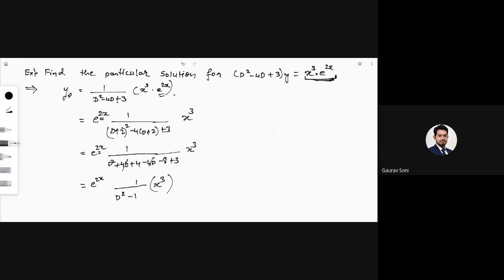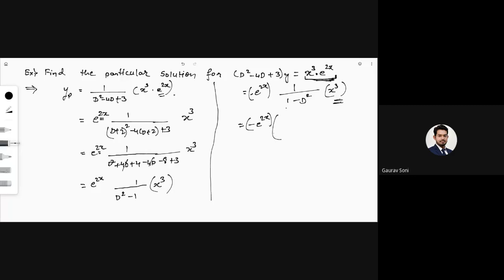ओके, ओके सर। Now what you have to do, इसके आगे का तुम्हें पता है ना। So this will be equal to e to the power 2x. I'll take minus sign common, 1 upon 1 minus d square, x cube. अब तुम्हारा क्या है यहाँ पे, 1 upon 1 minus d square के आगे क्या है? x क्यूब है। x क्यूब का कौन सा रूल है तुम्हारे पास? Rule number 4. So what we will have to do here, we will have to use rule number 4.